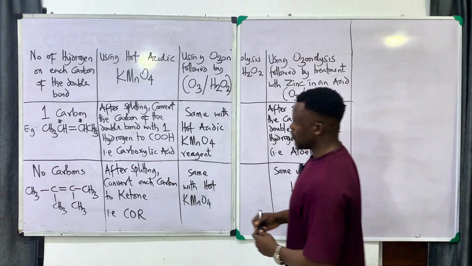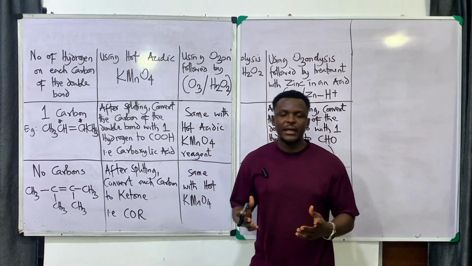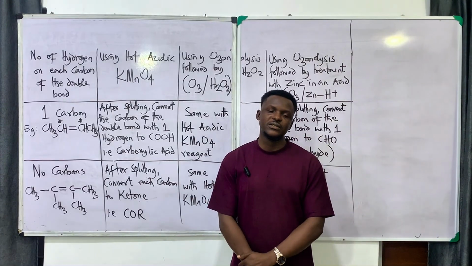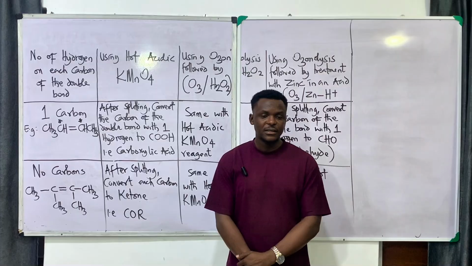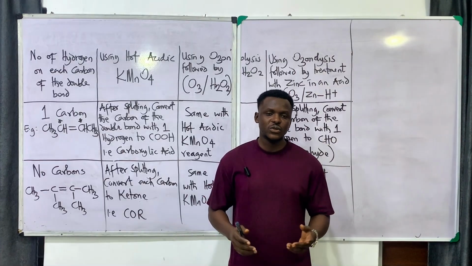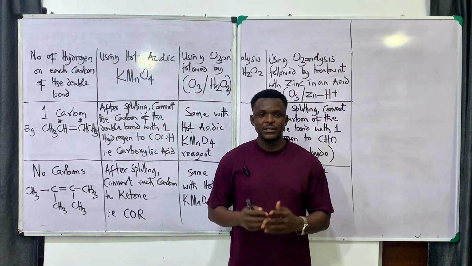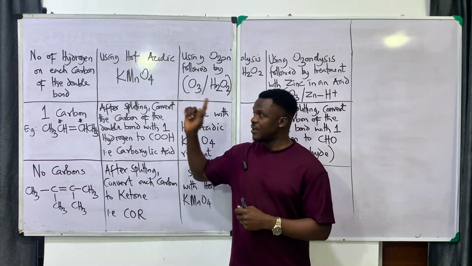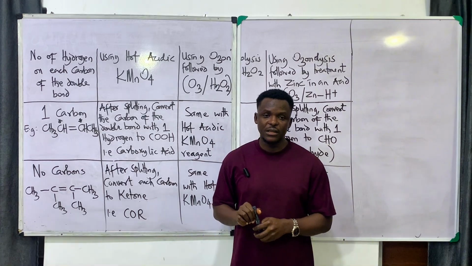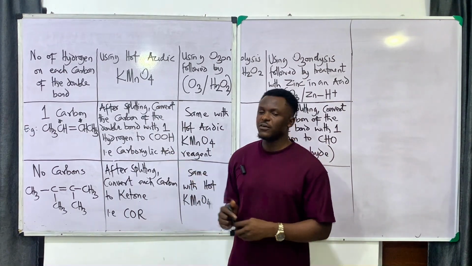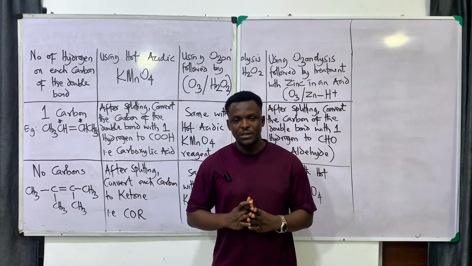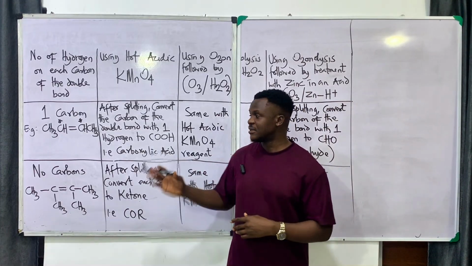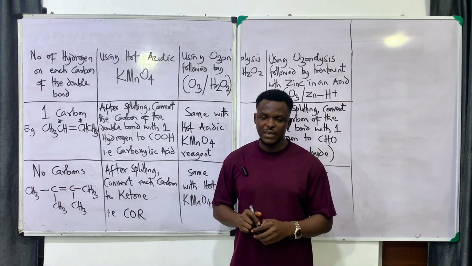I remember I said when you react with either hot KMnO4, ozonolysis with peroxide, or ozonolysis followed by treatment with zinc in an acid, you're either going to get aldehydes, ketones, or carboxylic acid. But this product depends on the number of hydrogens the carbon of the double bond initially would be having, right? If the carbon of the double bond has one hydrogen, the product we're going to get is actually going to differ a bit. If it has no hydrogen, all of them will give the same product.